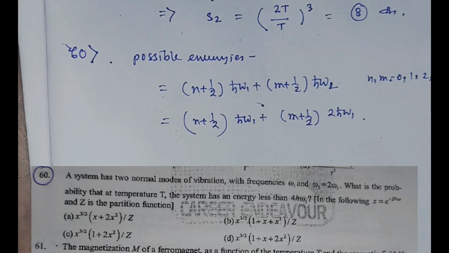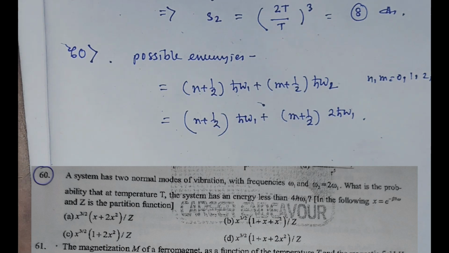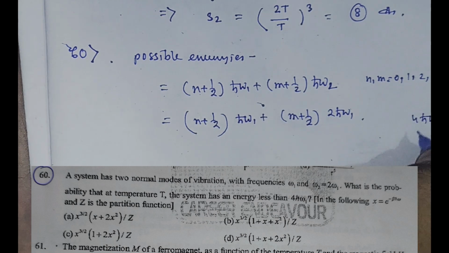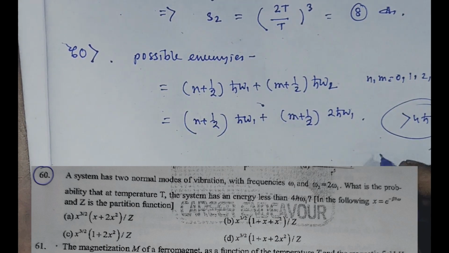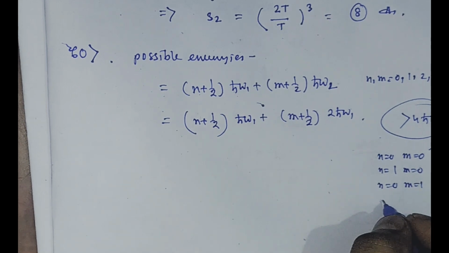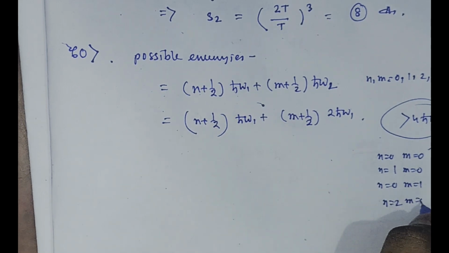And if you now calculate the corresponding degeneracies, then you need to find the possible ways to arrange n and m, and the total amount of energy should be less than 4 h cut omega1. Choose the ways: n equals 0, m equals 0; n equals 1, m equals 0; n equals 0, m equals 1; and n equals 2, m equals 0.